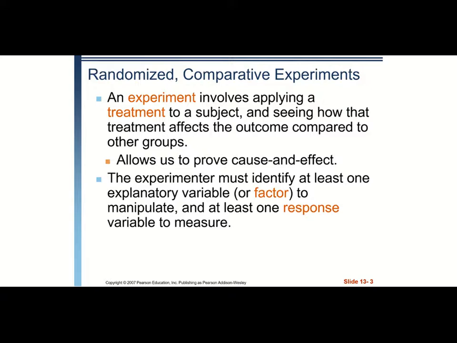We want to identify at least one explanatory variable called a factor. We're going to manipulate that factor. We identify that as the treatment, and then we're measuring a response variable, which hopefully we'll see changes in as we manipulate that treatment or factor.